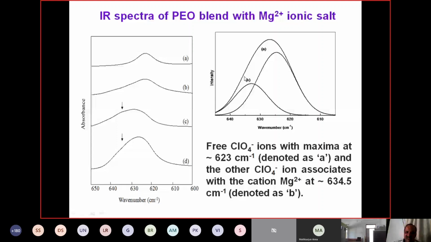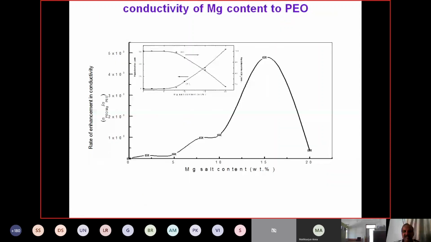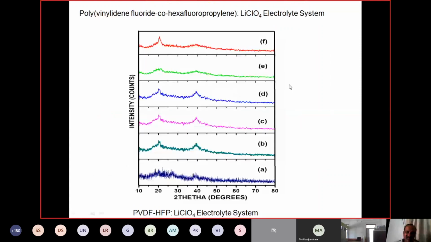I'll explain about that later. You see here, this is for another polymer which we studied, PVDF. We added lithium chloride. So this is the XRD pattern of that. In this case also, it is increasing the amorphous nature. Here are also SEM photographs showing how that is changing. This shows some sort of semi-crystalline nature, but with increasing salt there is smoothening. That means the structure of that polymer is changing.